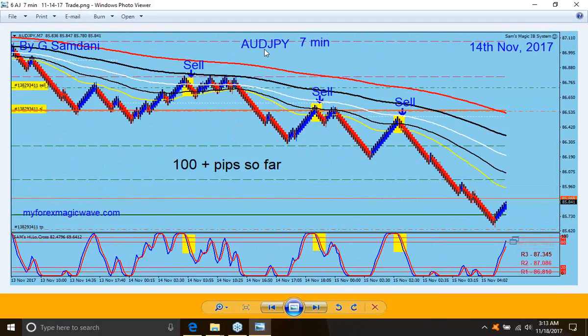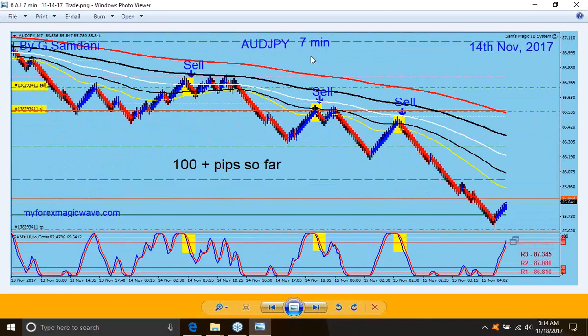Here we go. See on the Aussie yen, how many entries? This was my entry, but you have another entry here, a beautiful entry here. Keep going to the downside all the way, right? I had a TP here, I just missed it, but I closed it anyway manually. So anyway, this is on the 14th. Okay, look, 100 pips, easy.